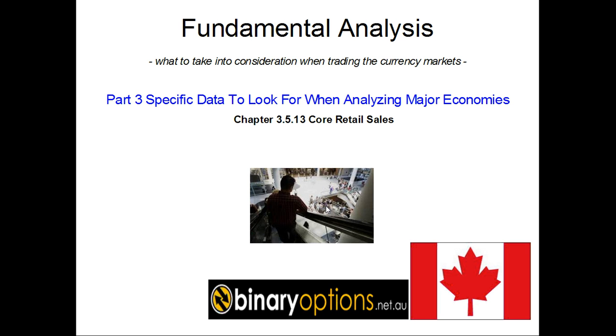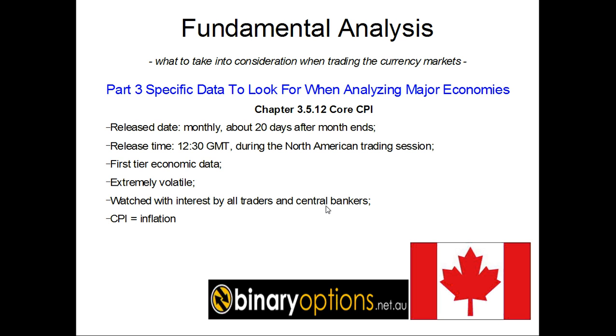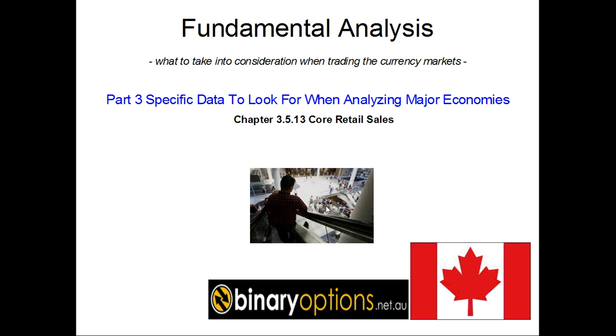The next indicator to look for is the core retail sales, as we are approaching the end of the Canadian analysis. But before the core retail sales, let's go back to try to end with the most important things to take into consideration when looking at the core CPI. The release date: monthly, about 20 days after the month ends. Release time is 12:30 GMT during the North American trading session. First tier economic data, extremely volatile. CPI equals inflation. Let's move on now with the core retail sales in Canada.